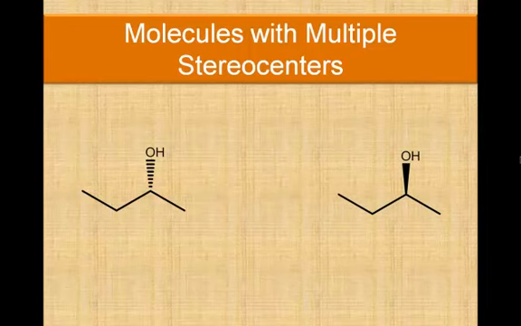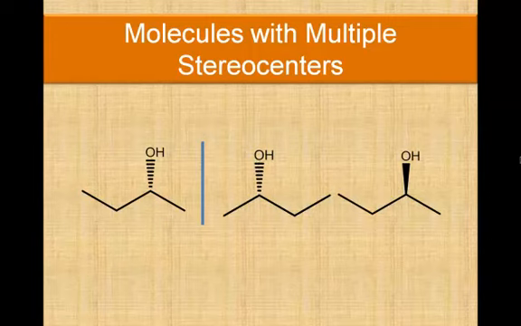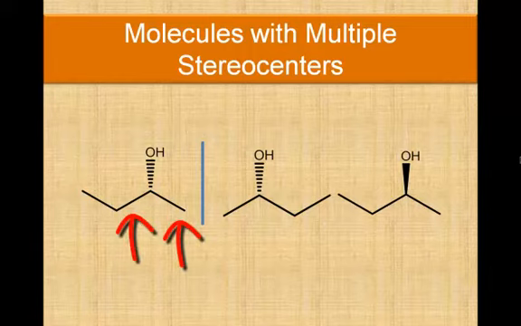Another way that you can think about drawing enantiomers is to imagine that you are reflecting the original molecule through a mirror, and that reflection will be the enantiomer. Again, I want to point out that essentially what we have done is switched these two groups to generate the new enantiomer.